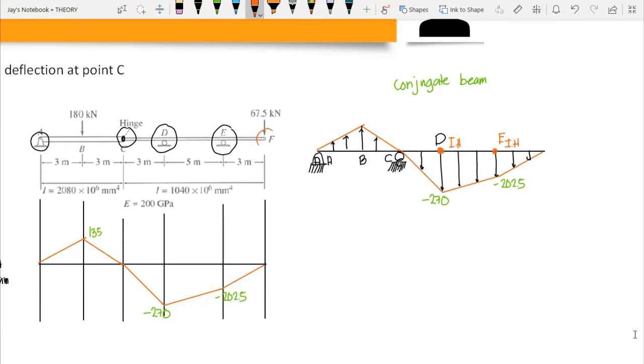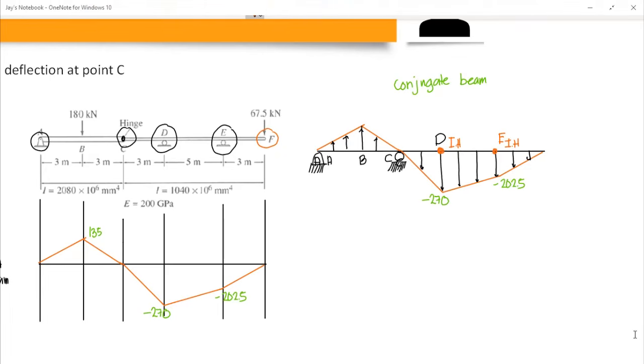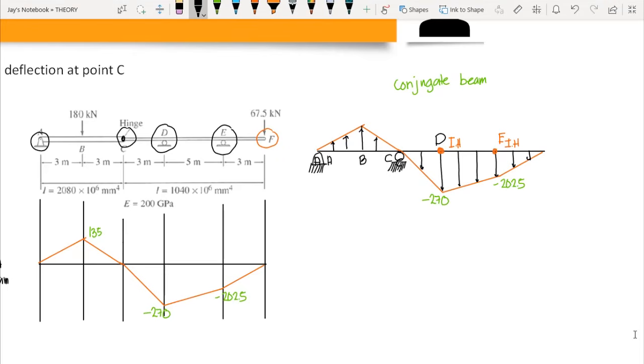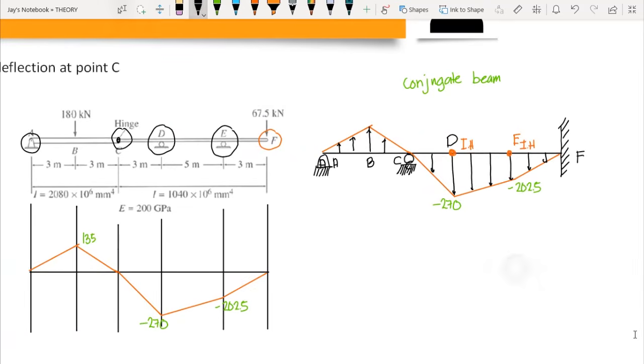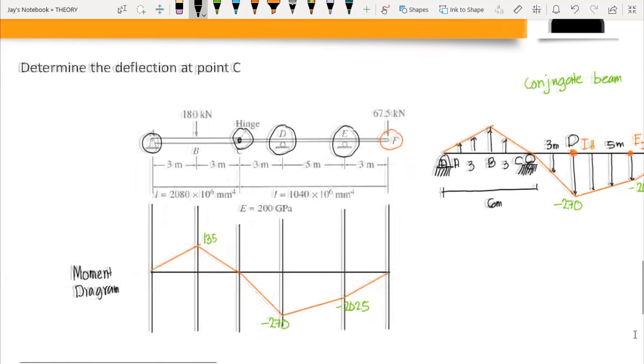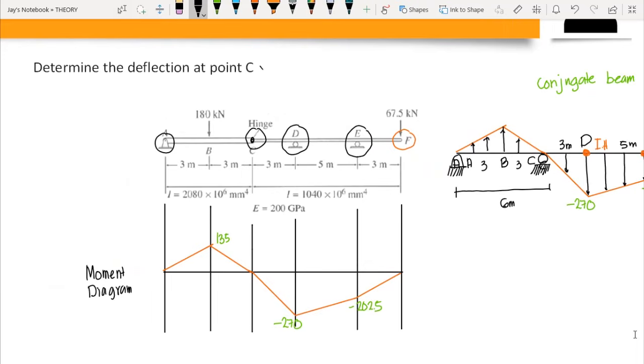Now, we have a free end at F, so that should be converted into a fixed end support. So at point F, we have here a fixed end. So we now have our conjugate beam. The lengths are still the same. We have 6 meters from A to C, and A to B is 3 meters, and B to C is 3 meters as well. C to D is 3 meters, D to E is 5 meters, and E to F is 3 meters.